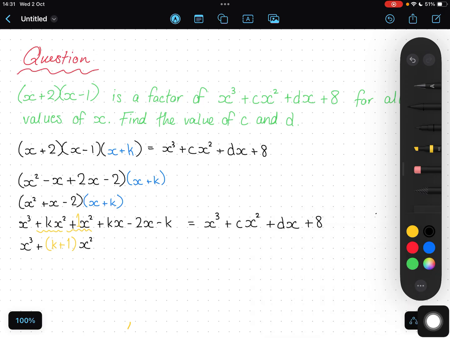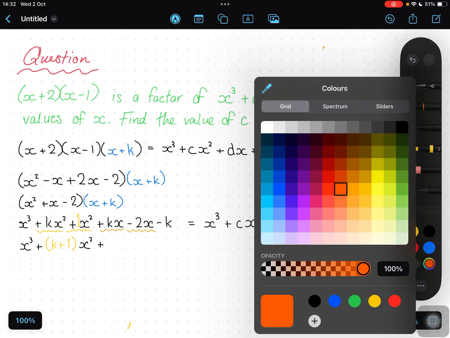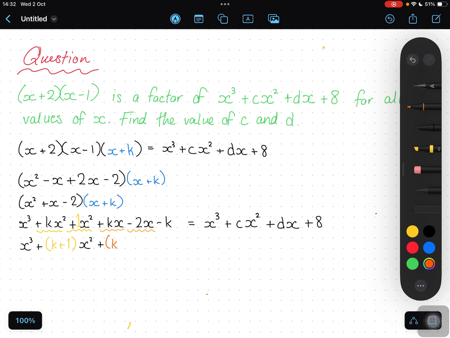I'm going to do the same thing with the things that are in front of the x's. So I have a k in front of an x and I have a minus 2 in front of an x. So I'm going to add my coefficients from the x's together. I'm going to get k and a minus 2 in front of the x, and then a minus k at the end. So now let's take all our coefficients and our constants, and let them equal to each other. When we do that, we are looking to see what variables we can find.